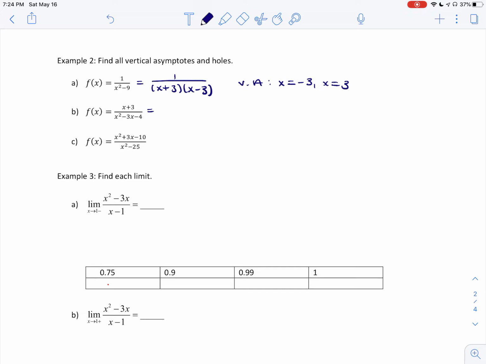All right, let's take a look at b. So same thing, we're going to start by completely factoring it. There's nothing to do in the numerator on this one, so we'll just factor out our denominator. That's going to be x minus 4 and x plus 1. Again, there's no common factors that cancel, so both factors in the denominator will give us a vertical asymptote. So our vertical asymptotes will be at x equals 4 and x equals -1.